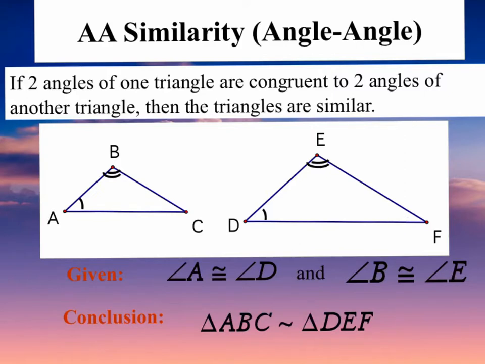And remember, two triangles being similar will have the same angle measurements, but their sides will be proportional to each other. So we're given that angle A is congruent to angle D, and we're given that angle B is congruent to angle E. Therefore, by angle-angle, triangle ABC is similar to triangle DEF. Make sure you get all the information on the slide in your notes.